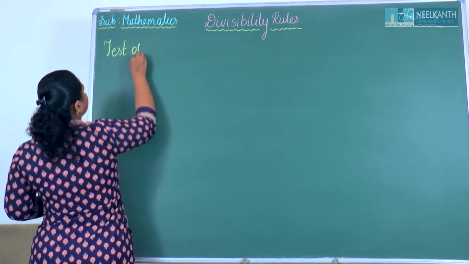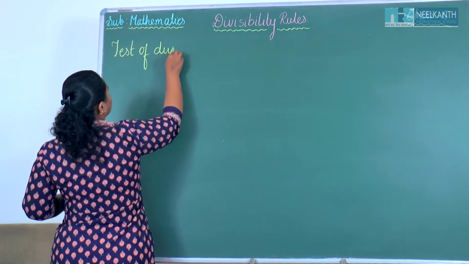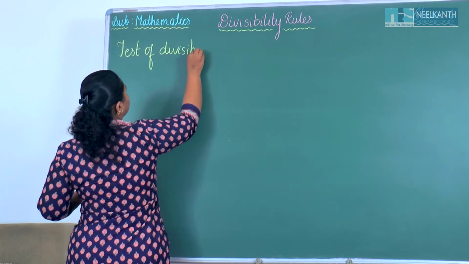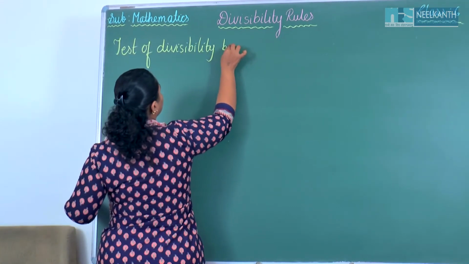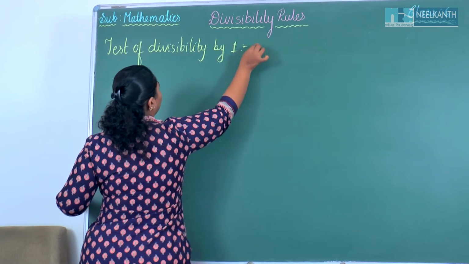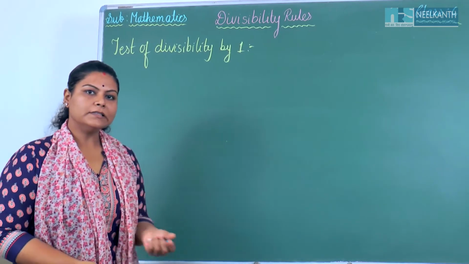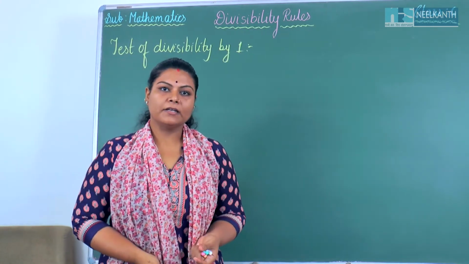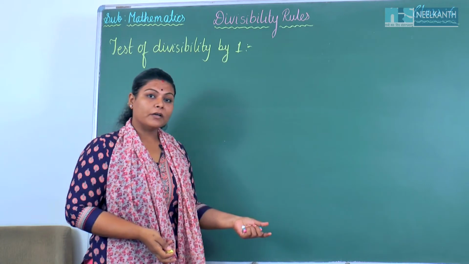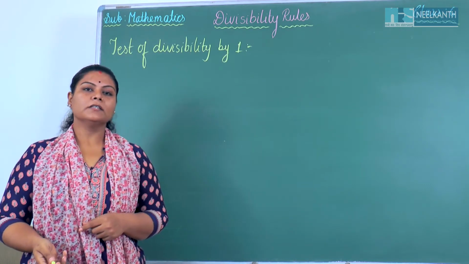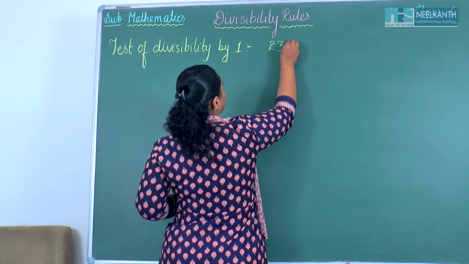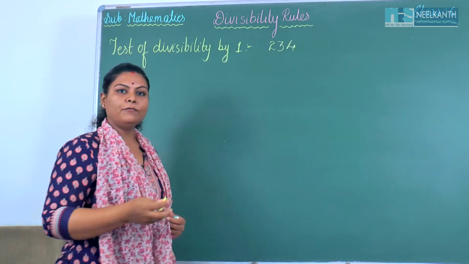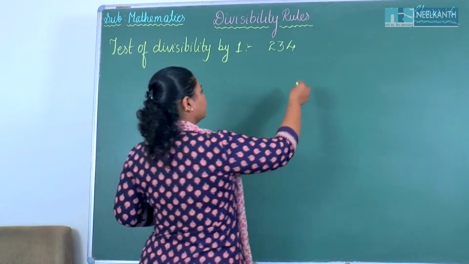Test of divisibility by 1. As we all know, all the numbers are divisible by 1, right? Whether it is an odd number or an even number, all the numbers are divisible by 1. Let's take one example. 234. It is divisible by 1.